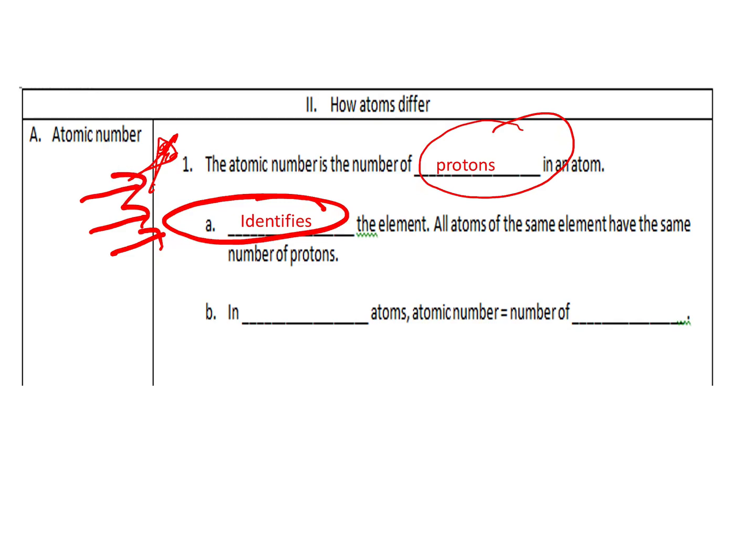All atoms of the same element have the same number of protons. We can change the number of neutrons. We can even make an ion and change the number of electrons. As long as the protons stay the same, we're still talking about the same element. And in neutral atoms, that means that they don't have a positive or a negative charge, the atomic number, in addition to the number of protons, is also going to equal the number of electrons.